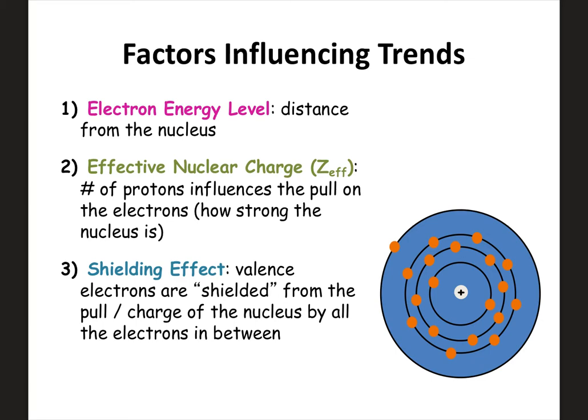So we know that as you add protons to the same energy level, the effective nuclear charge, or how strong the nucleus is, always gets greater. As you go across the periodic table, you're adding protons to the same energy level, so your effective nuclear charge gets greater, which basically means your nucleus is pulling in those outer electrons a little bit more, and this leads to a lot of different things. So just get used to calling that the effective nuclear charge.